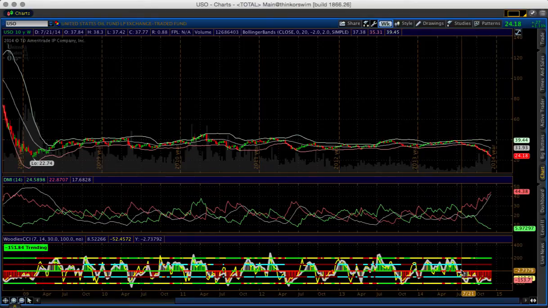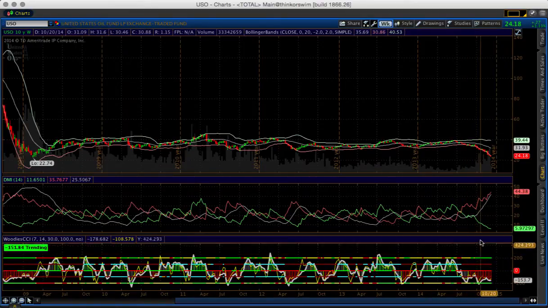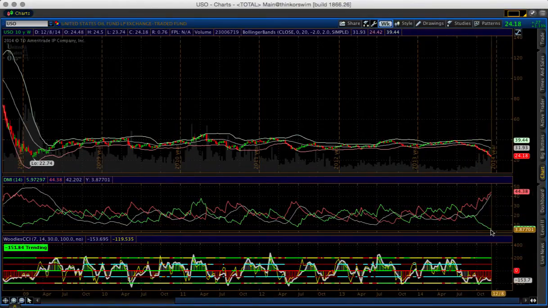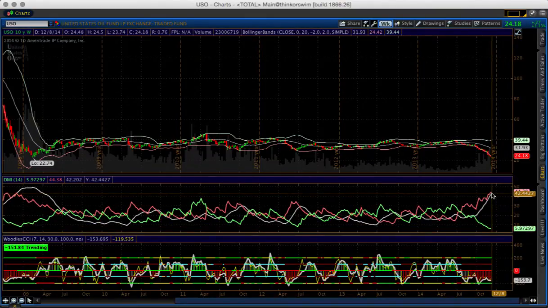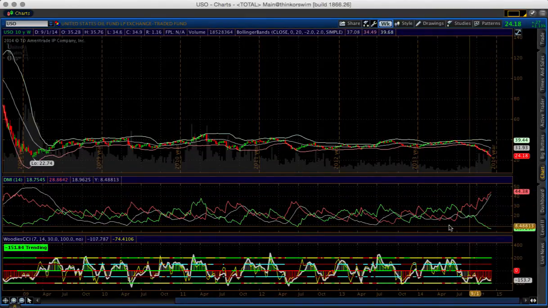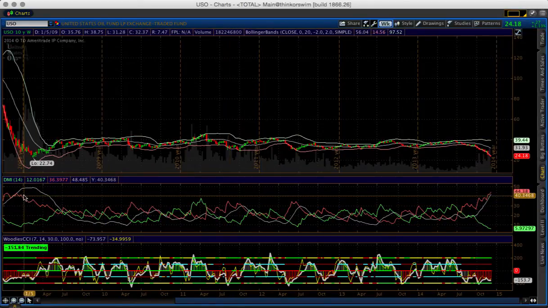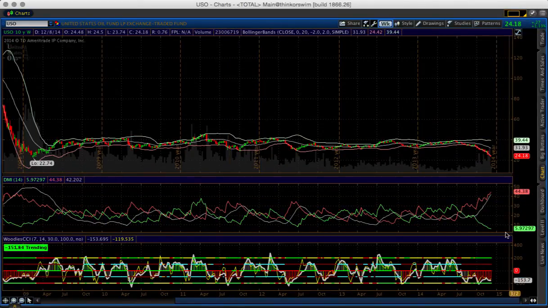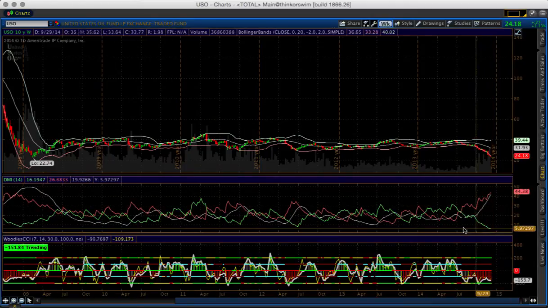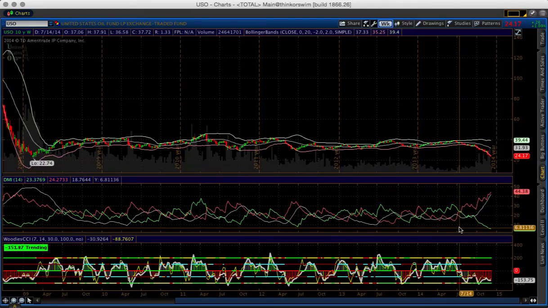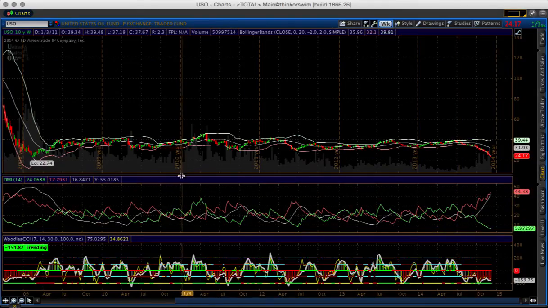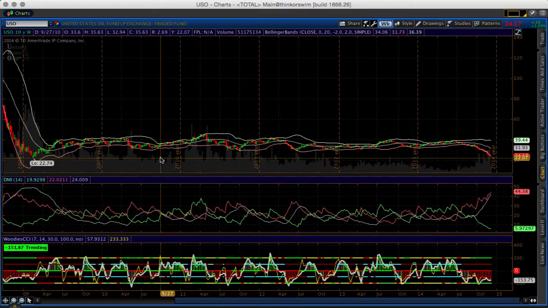The cool thing about the DMI is that when you have these red and green lines this far apart, that is extremely rare, because you can see back here the last time these two lines were that far apart, it signaled a very rapid sell-off, and a lot of times you always have to revert back to the mean. So from a technical analysis standpoint, I like where this is, because we're hitting a huge support level that was created back in 2008, 2009.